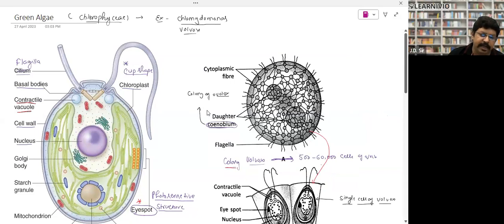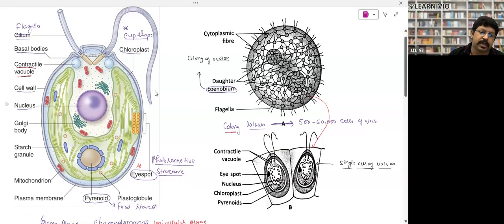So what is the function of eye spot or stigma? I will ask you only the question part. Function of eye spot and stigma. Tell me. Come on, Martin. Tell me, we have discussed that. How can you forget that? Look, the first thing is that Chlamydomonas has a cup-shaped chloroplast. That you need to note down. Don't forget. Look, they have a photosensitive structure called eye spot, which provides them the sense of light. Right? They sense the light with the help of this eye spot or stigma.